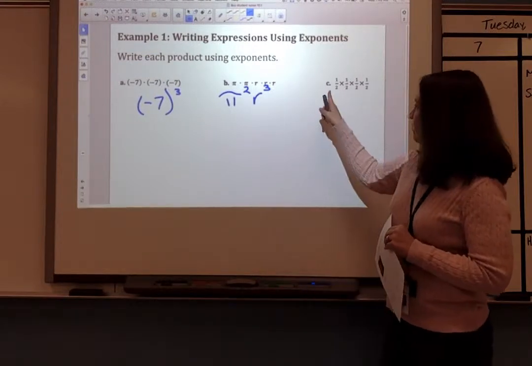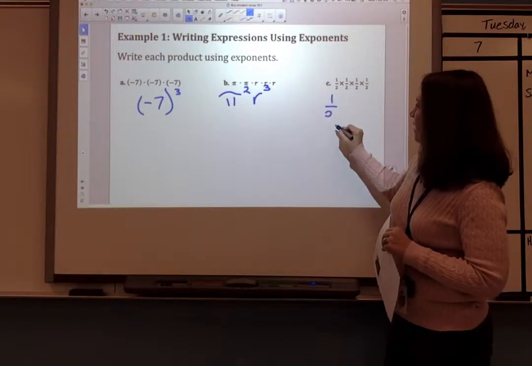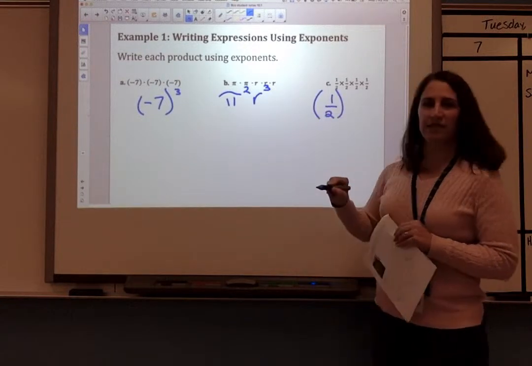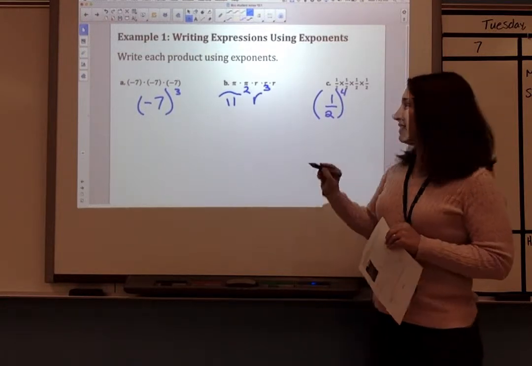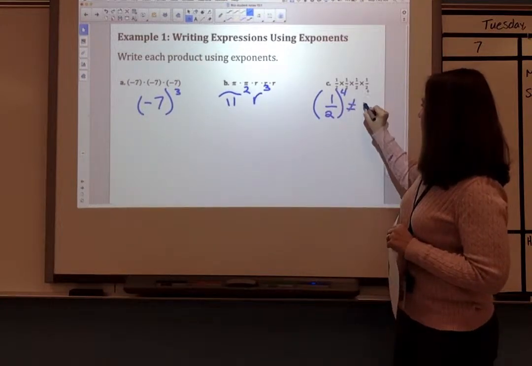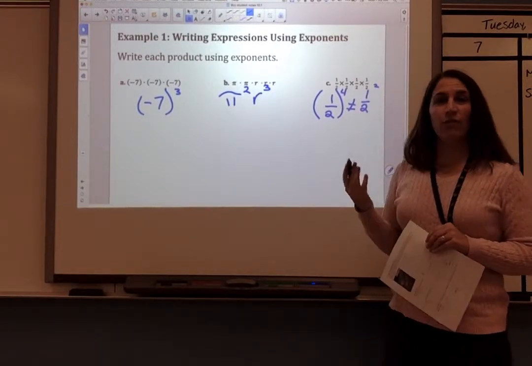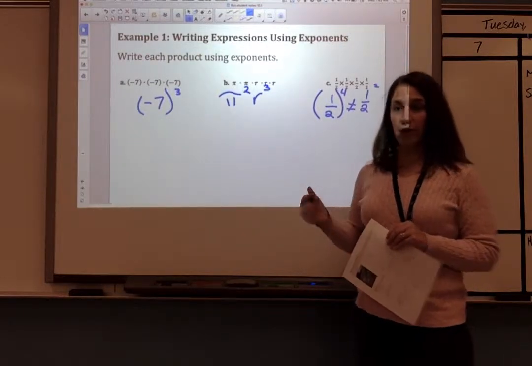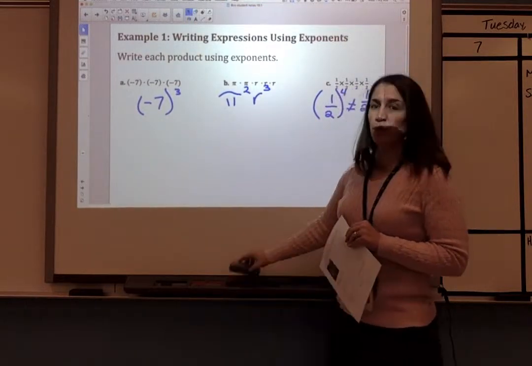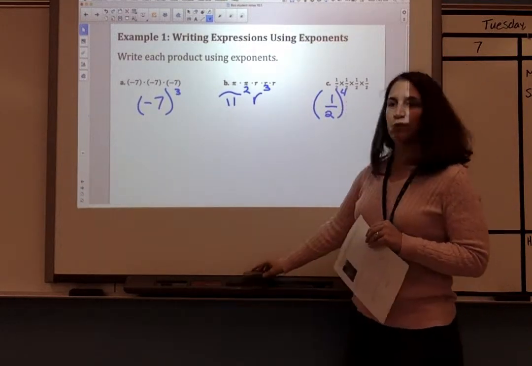And then last, we have 1/2 times 1/2 times 1/2 times 1/2. So here we have 1/2 in parentheses to the 4th power. Keep in mind, that's not the same thing as this. If I write the 1/2 without parentheses, I'm only squaring the 1, the numerator. I want to be sure that I'm squaring both the numerator and the denominator, so I put the 1/2 in parentheses.